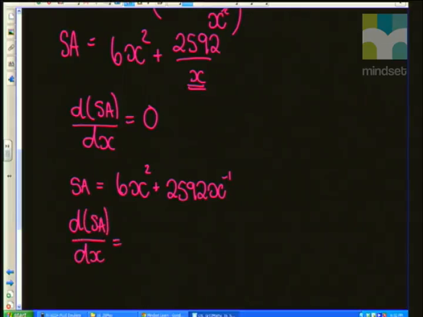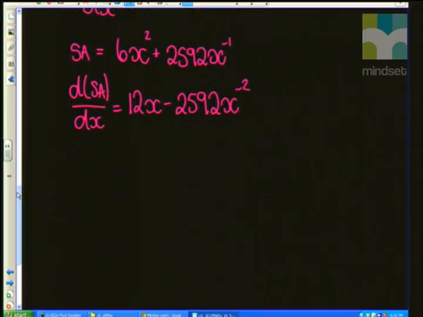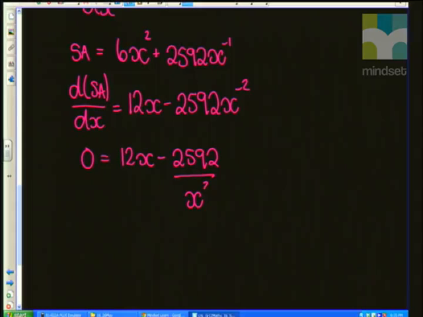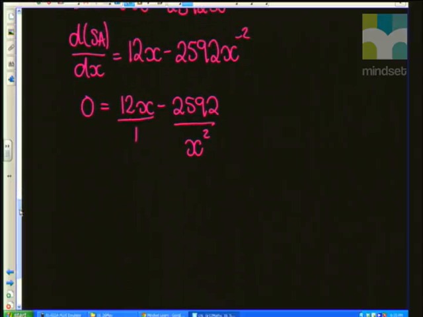dS/dx. Okay. So therefore, 6 times 2 is 12x. That's going to become negative 2592x, and that's going to become to the negative 2. All right? And what we're now going to do is let it equal 0. So I've got 12x minus 2592 over x squared. And in order to simplify this, let's balance this. Let's put that over 1, and let's find a lowest common denominator. So 0 is equal to my LCD of x squared. Therefore, if I multiply by x squared, we're going to land up with 12x cubed.